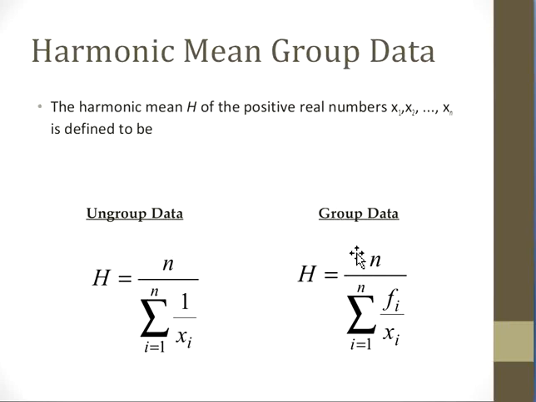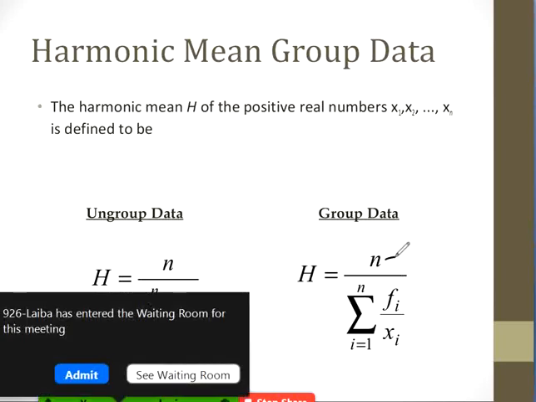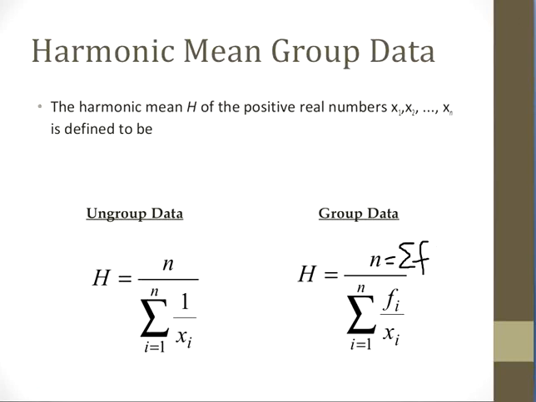For grouped data, its formula is n divided by sum of f over x. You can say n or sum of f. So this is the formula of harmonic mean in case of grouped data, that is sum of f divided by sum of f by x. Right? We are using frequencies in case of grouped data. So for ungrouped data, it is n divided by sum of 1 by x, and for grouped data it is sum of f divided by sum of f by x.